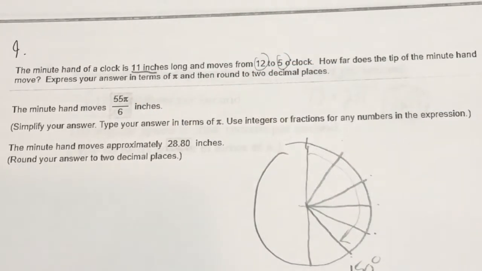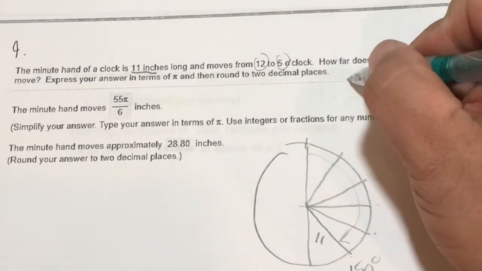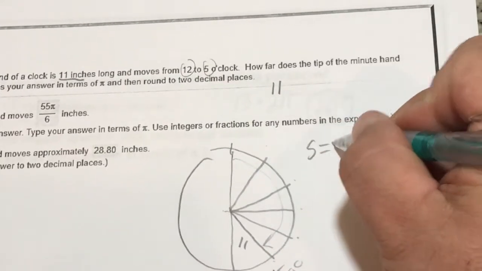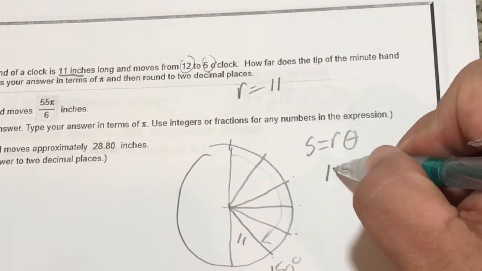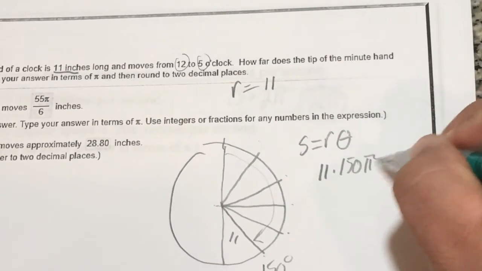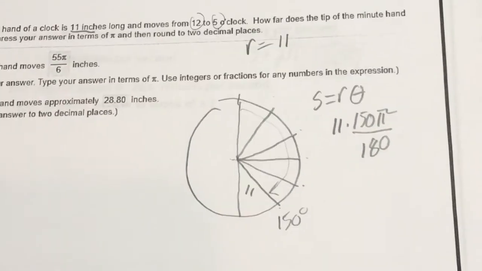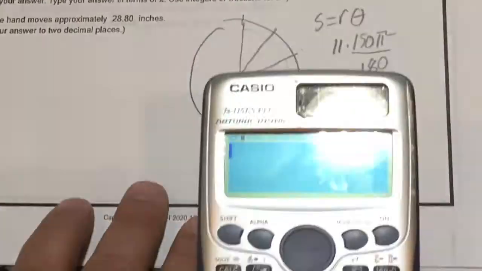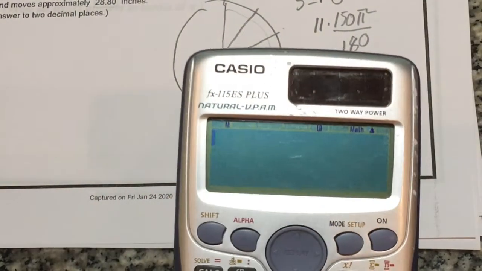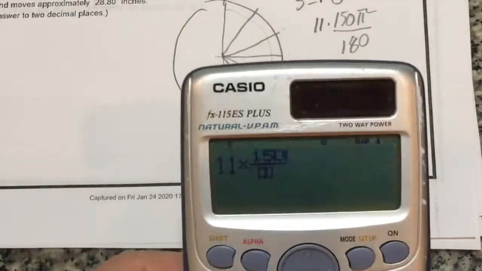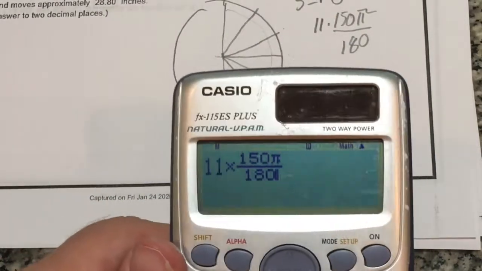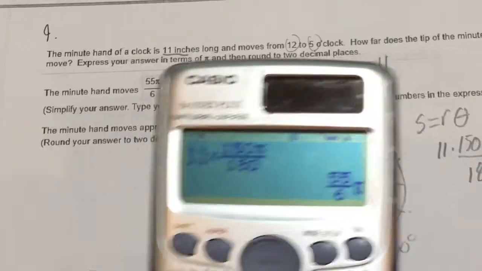So they want to know how many radians it moves. And don't forget the radius is 11. So I'm going to do 11, s equals r theta. My radius is 11, so 11 times 150 pi over 180. And that'll break down nicely in the calculator. 11 times 150 pi over 180. And notice, boom, 55 pi over 6. It squeezes it out quite nicely.